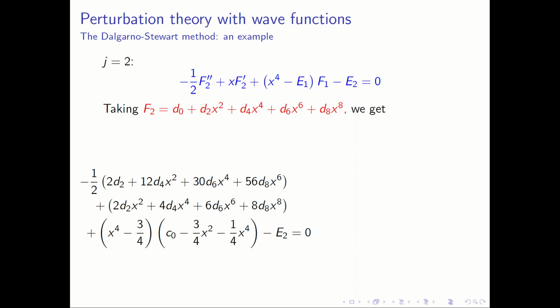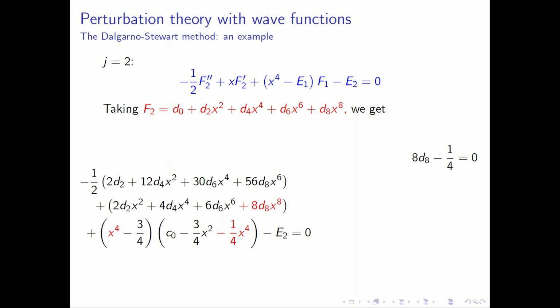For example, the highest power of x here is x to the 8, and there's one 8d8 here, and one term which comes from the product of these two. So x to the 4 and minus 1 by 4, x to the 4. So that gives me the equation 8d8 minus 1/4 equals 0.